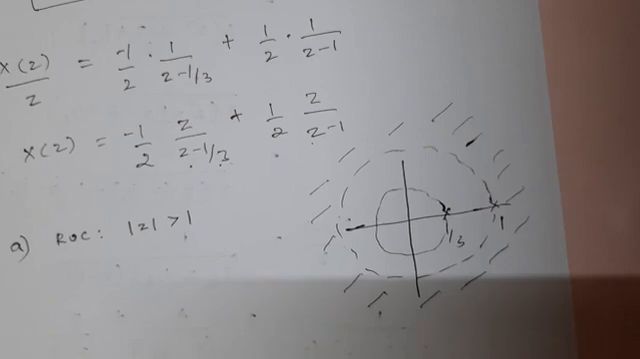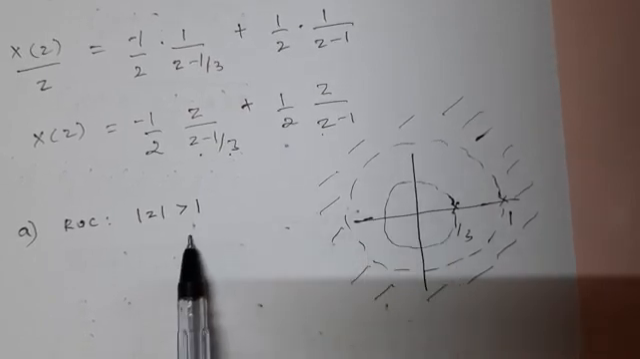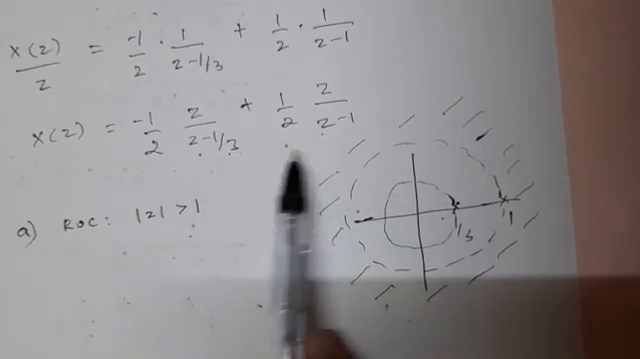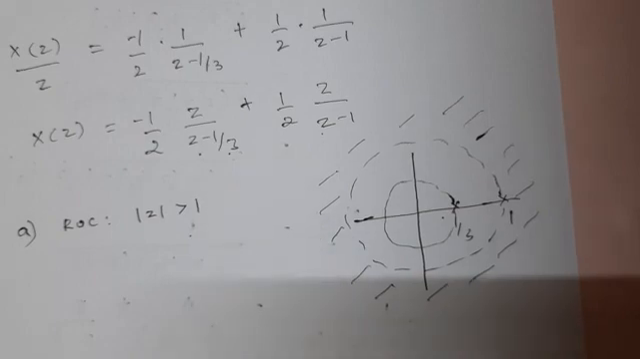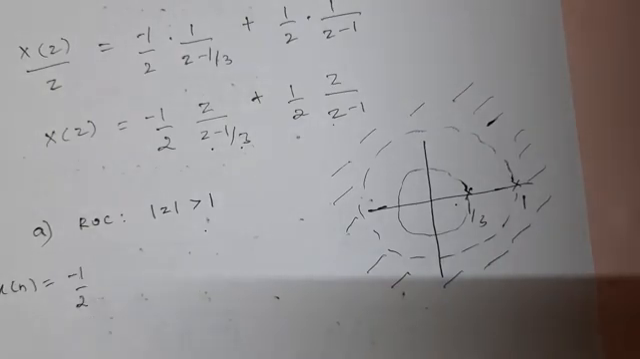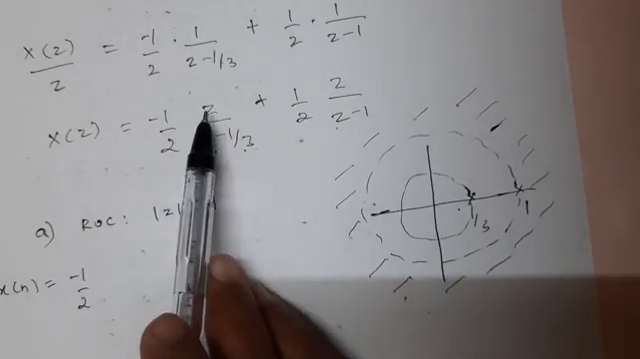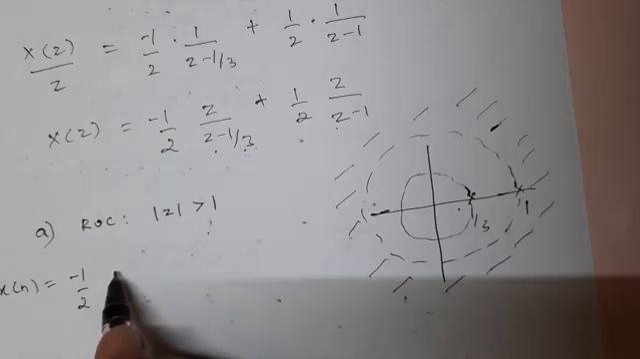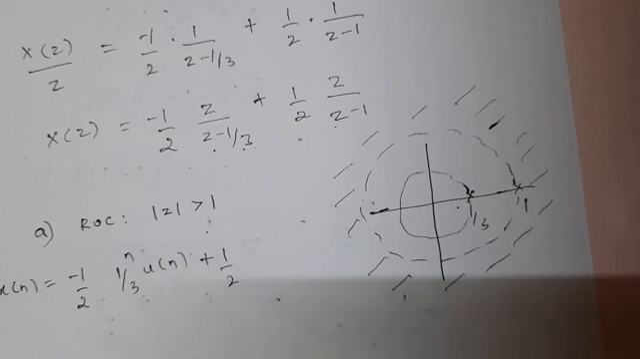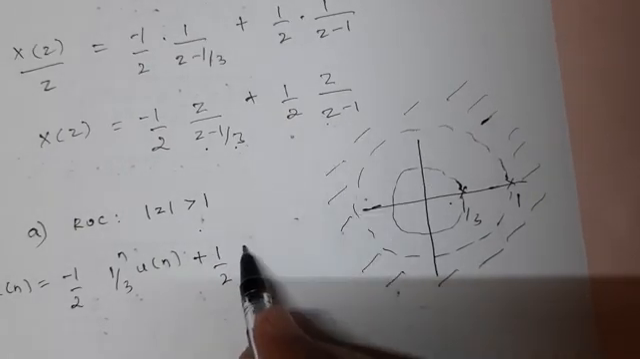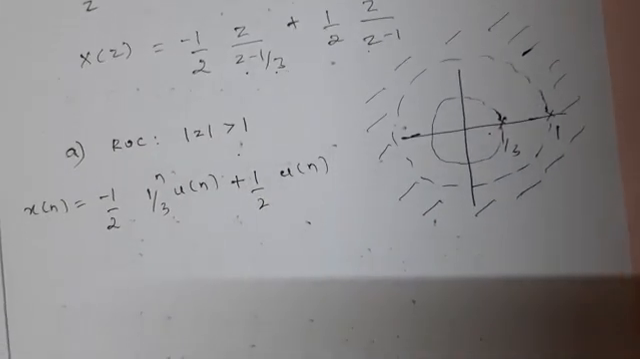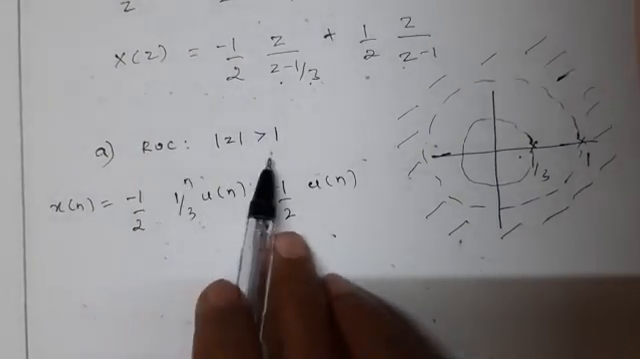And hence, with that knowledge, z greater than 1 is indicating z greater than 1 by 3, and both these sequences now are positive time exponential sequences. So I can write x of n as, keep minus half as it is, z divided by z minus a turns out to be a to the power n, meaning 1 by 3 to the power n u of n, plus half z divided by z minus a, 1 to the power n, meaning 1 u of n. This is your inverse Z transform for ROC Z greater than 1.